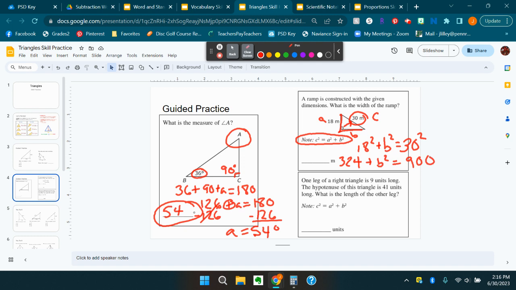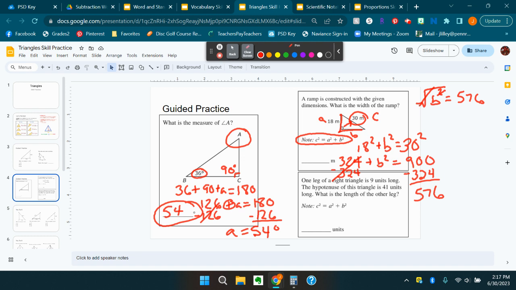So opposite operations, I'm going to subtract 324 from both sides. And now what I have is b squared equals 576. So now you have to know what's the opposite of squaring something. It means I have some number times itself that's going to equal 576. But to find that, what I want is to take the square root of it. So squaring a number and finding the square root of a number are opposite operations.